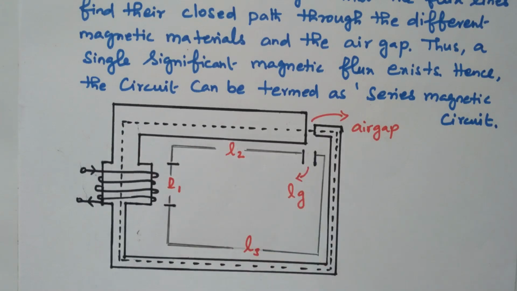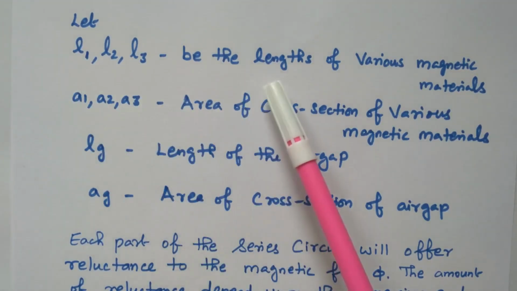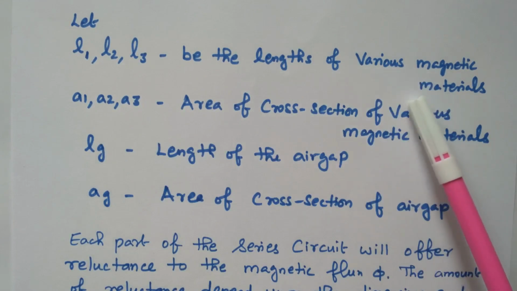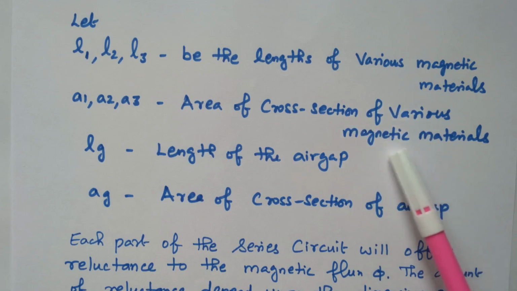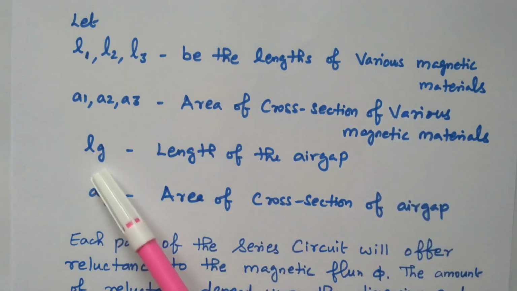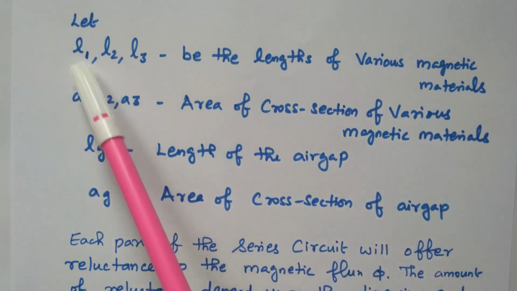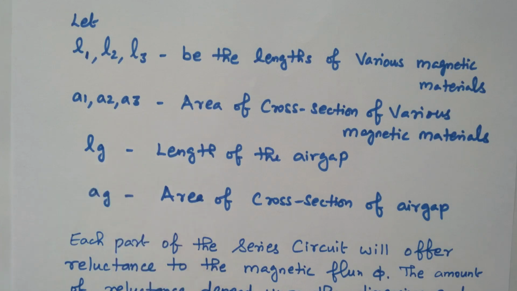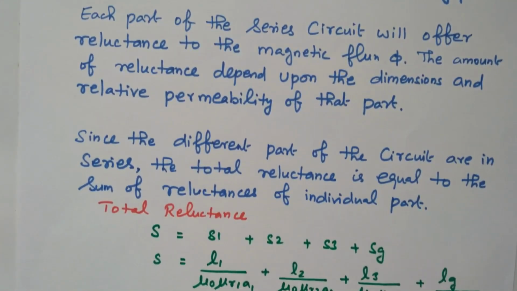Now we will go for the further analysis. L1, L2, L3 are the lengths of the various magnetic materials. A1, A2, A3 are the areas of cross section of the various magnetic materials. Lg is the length of the air gap. Ag is the area of the air gap. So we have three different magnetic materials along with the air gap.